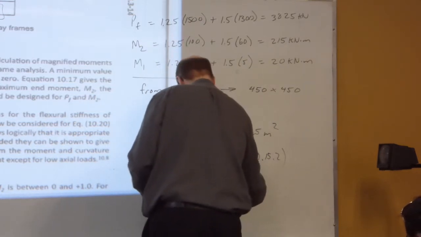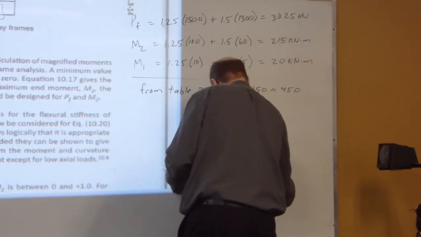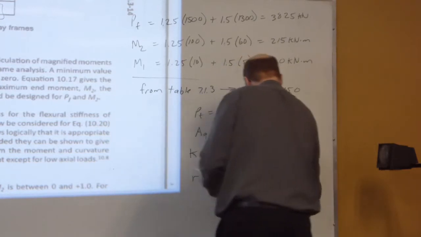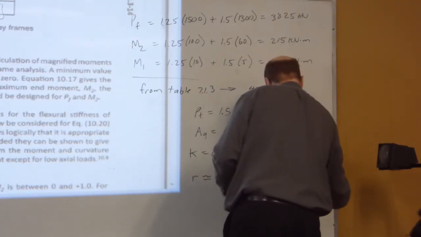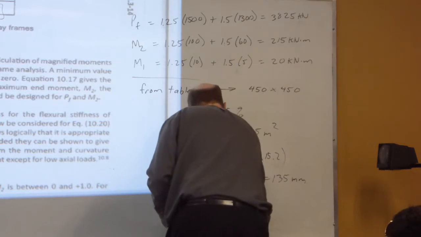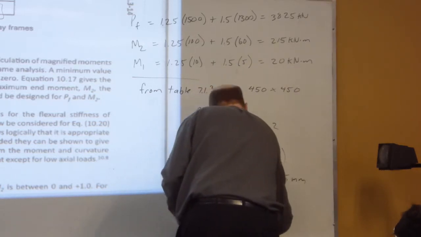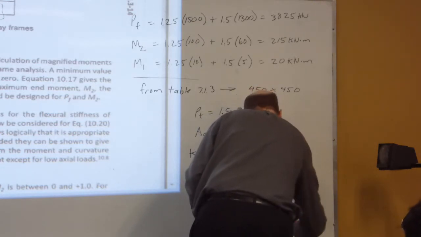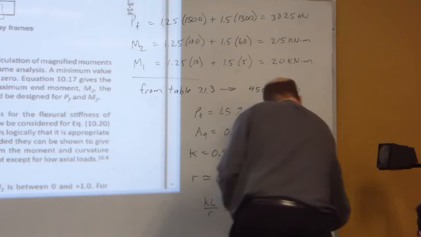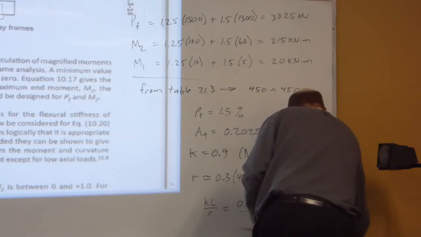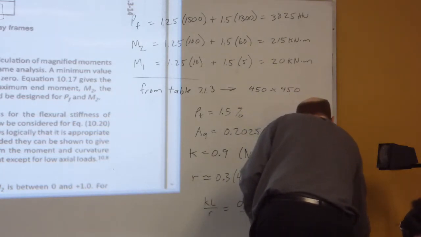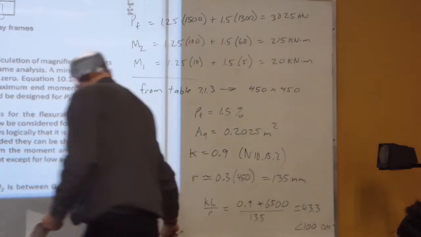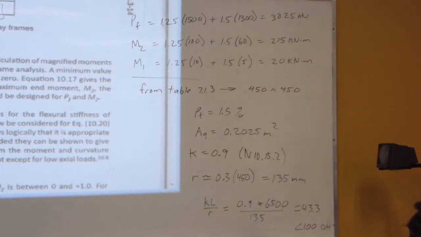Our r, approximate at 0.3 times h. Now that we've chosen the size, that gives us 135 millimeters. And so we've got K L over r, and we get 43.3. This is less than 100. So we're okay using our simplified analysis. That is where we will end that for today.